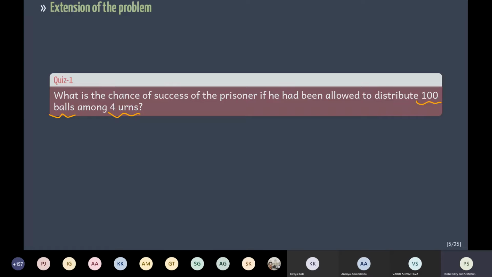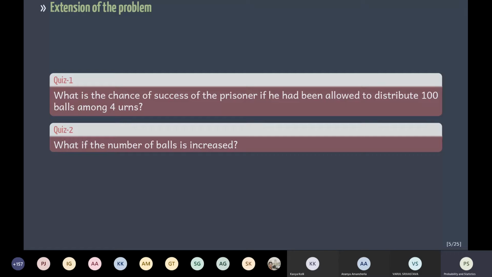You can immediately see this, because there is a continuation from the previous argument. And what if the number of balls is drastically increased? Let us say you still have 2 urns. Is the probability of success increasing or not? These are simple corollaries of what we did in the previous slide. So I let you explore. It should be fun to explore on your own.